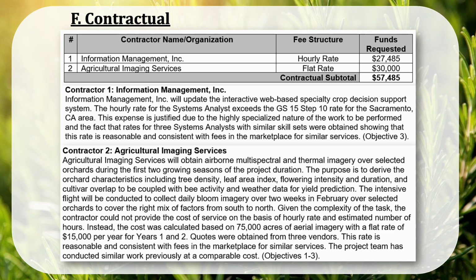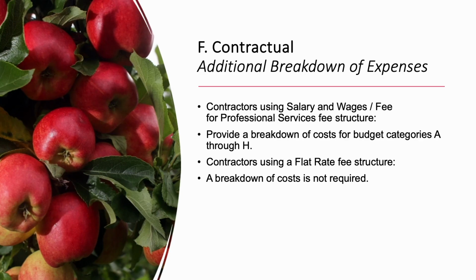Keep in mind that this is a general example. Please ensure you provide adequate detail and thoroughly justify your contractual expenses. Within the contractual budget category, in addition to the contractual table and justifications, an additional breakdown of expenses is required for contractors using a salary and wages or fee for professional services fee structure. For these fee structures, a breakdown of all costs for budget categories A through H is required.